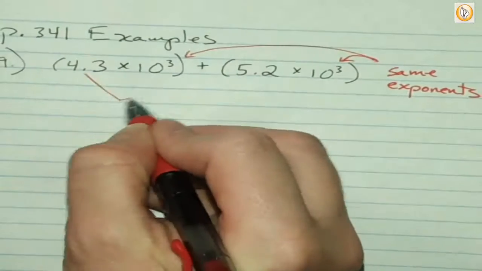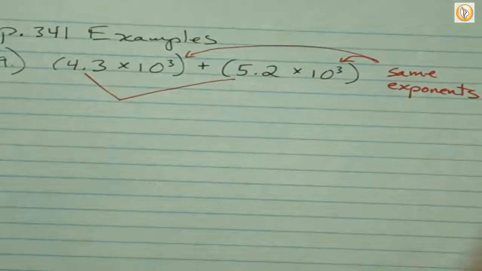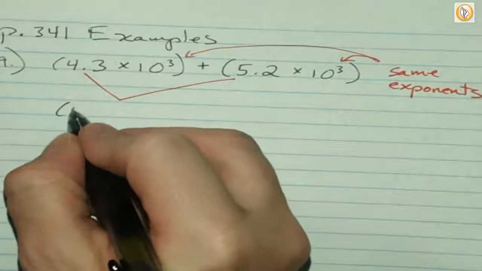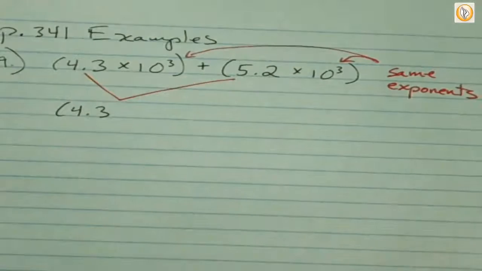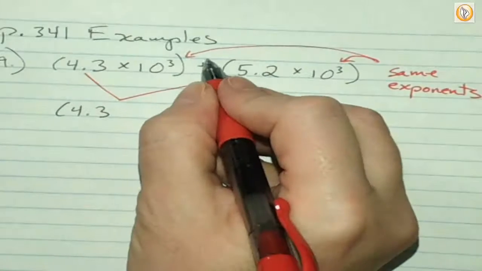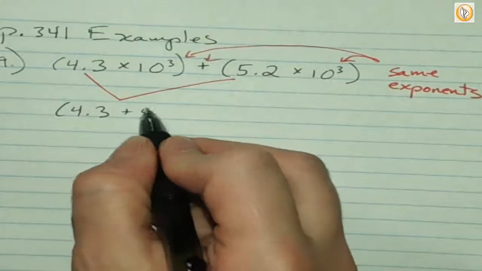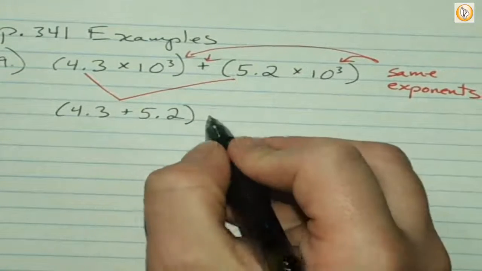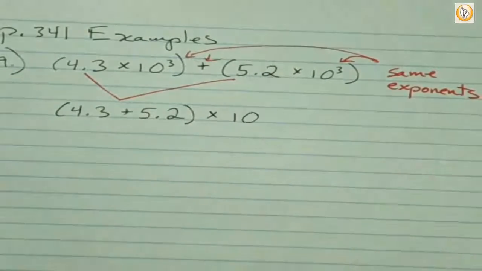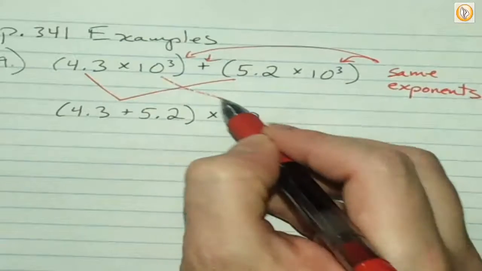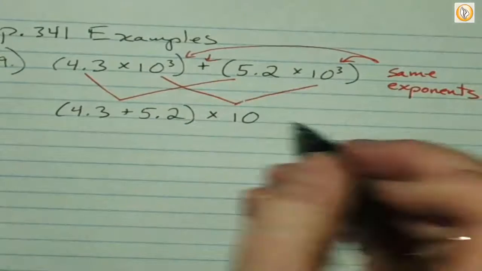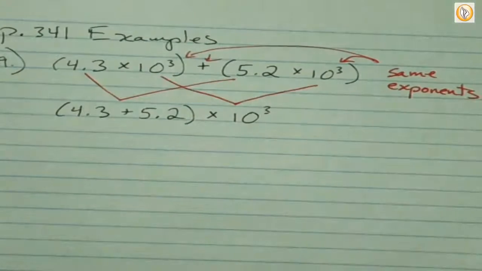Yeah, so we're grouping. That's going to be 4.3, and we are adding. So I'm going to add here 5.2 times 10 to the what, Michael? That's right, to the third power. We don't do anything to it. And then, Michael, what is 4.3 plus 5.2?